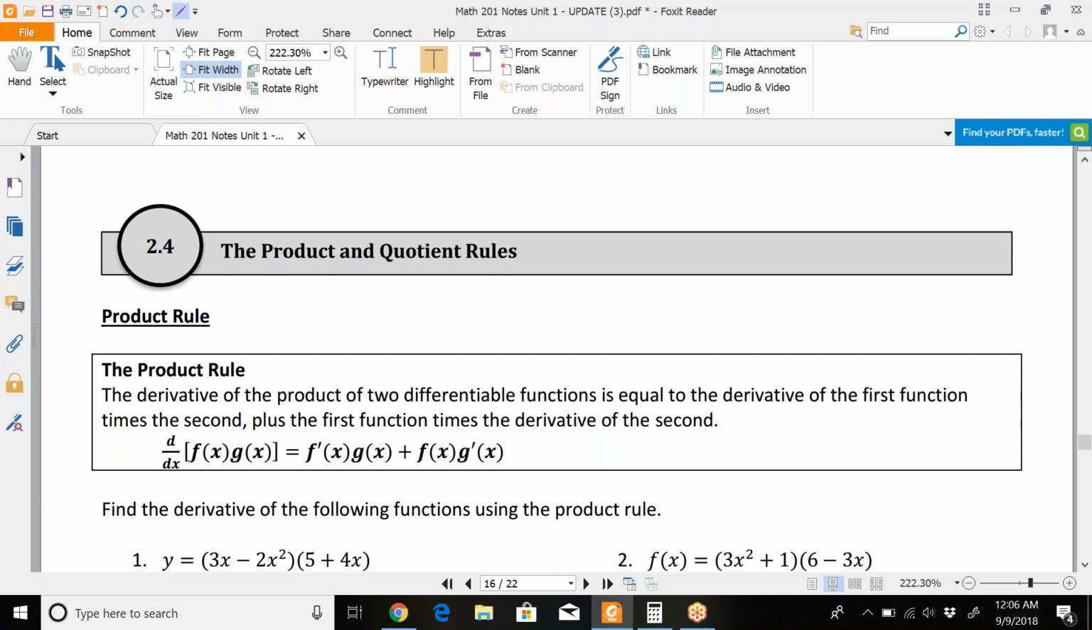In other words, what happens if you have two different functions that you're multiplying together or two different functions that you're dividing? The issue here is that sometimes you can actually just FOIL stuff out and take a derivative like normal. But sometimes we're going to be involving more complicated functions like a square root of x and an e to the x, and you can't multiply those two functions together. So we have to have a rule for how to take those derivatives.